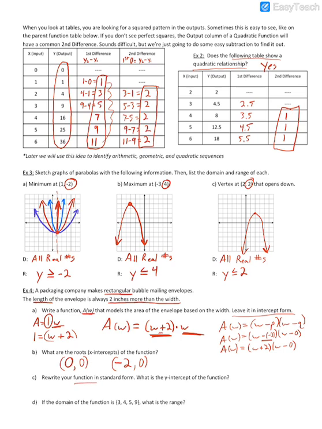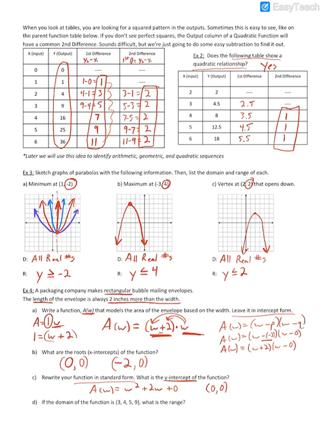Now, rewrite your function in standard form. So in standard form, we got to flip this in, right, like that. A of w is equal to w squared plus 2w. The y-intercept comes from the constant. There is no constant. It's like we're adding 0, right? So the y-intercept is at (0, 0), which we saw from the roots, the x-intercept.